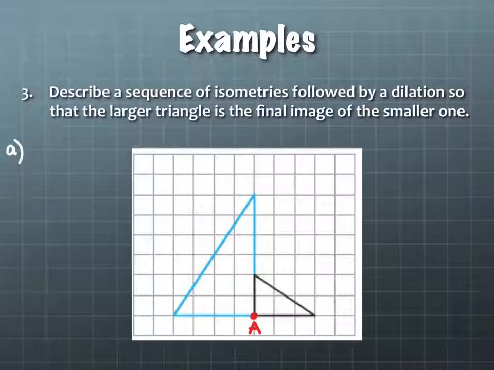All right, so what did you do after you labeled that point A? Eliana, do you mind talking through what you did? Okay. I rotated the smaller triangle 90 degrees counterclockwise.